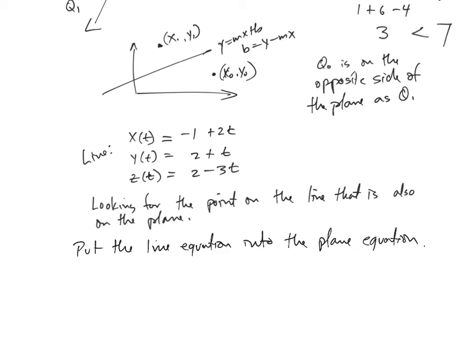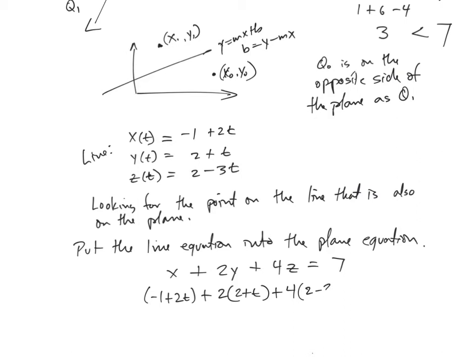Okay, so the plane equation was x + 2y + 4z = 7. Well, what is x on the line? x is equal to -1 + 2t. -1 + 2t, plus 2 times y. Well, on the line, y is equal to 2 + t. 2 + t, plus 4 times z. On the line, z is equal to 2 - 3t.